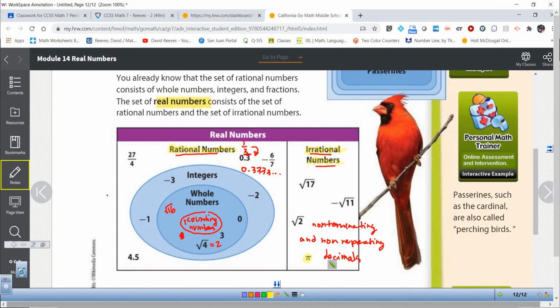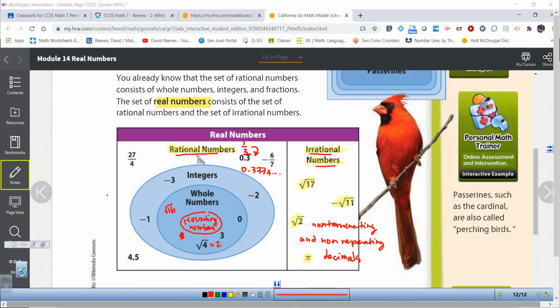It goes on forever and ever and ever. Also, if you notice, these are all square roots. Now, be careful. I think that's why they put this one over here. Not every square root is irrational. But what do these have in common? They are not perfect squares.